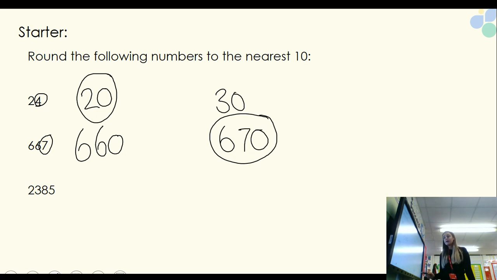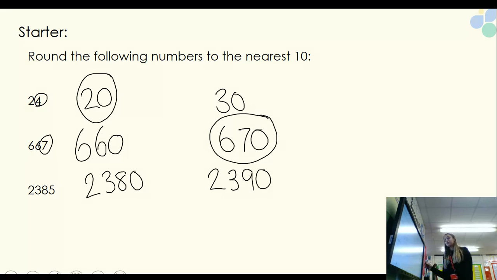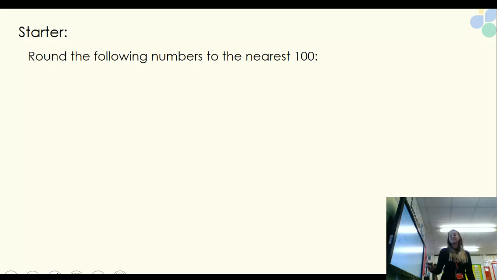Okay, next number, 2,385. This is a bigger number, but we still look to our ones column. We need to work out what two numbers it could possibly be. What's the next 10 and what 10 has it already reached that we'd be rounding it down to? So if we were rounding it down, it would be 2,380. And if we were rounding this number up, we will be rounding it to 2,390, wouldn't it? Because that's the 10 that it's already reached, 80, and 90 is the next 10 on. There is a 5 in our ones column. So it's 5 or more we raise a score, 4 or less we let it rest. The 5 means that we would round it up to 2,390.